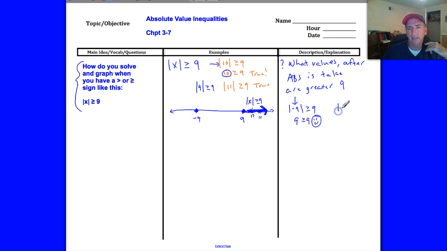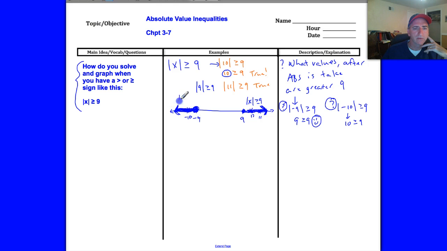What if x were negative 10? Is that greater than or equal to 9? I'm wondering. Now this is the thinking process that you're going through as you consider what the possible solutions are. Well, the absolute value of negative 10 is positive 10. Is that greater than or equal to 9? Yes, it is. Therefore, this would be a solution over here at negative 10, as well as all of these values. I would hit negative 11 and negative 12 and all the fractional decimal values in between there.